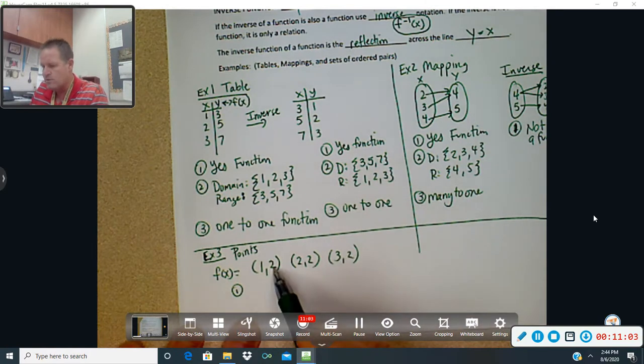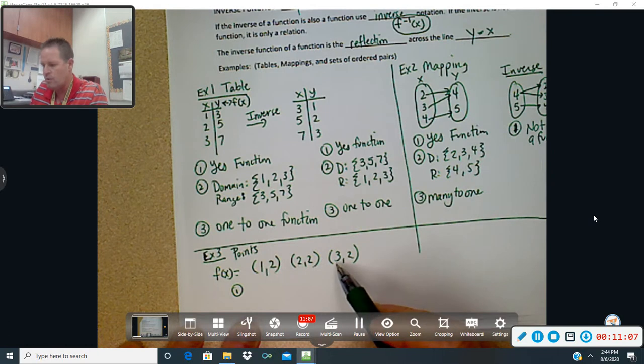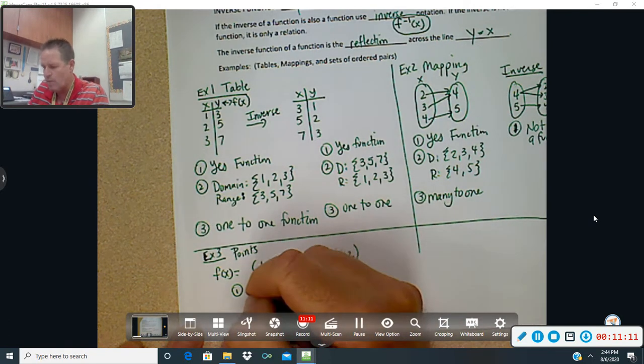Well, 1 has one answer, it's 2. 2 has one answer, it's 2. 3 has one answer, it's 2. Each x has only one answer. So yes, it is a function.